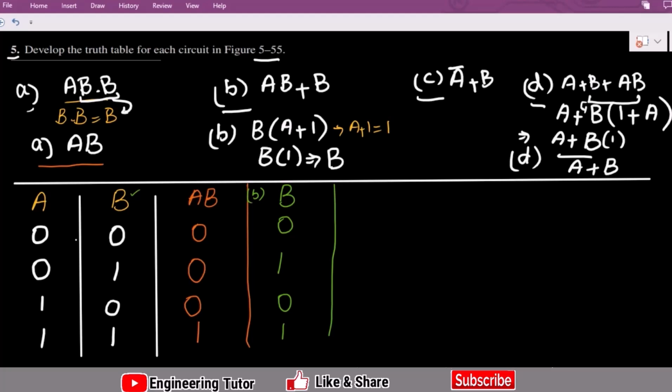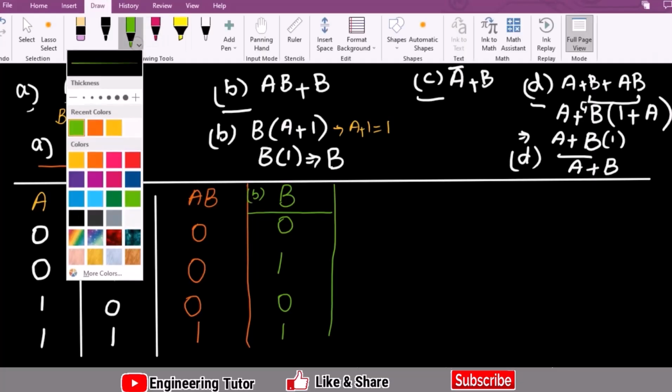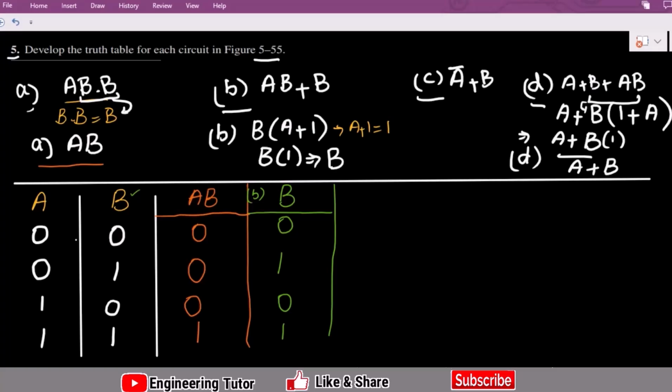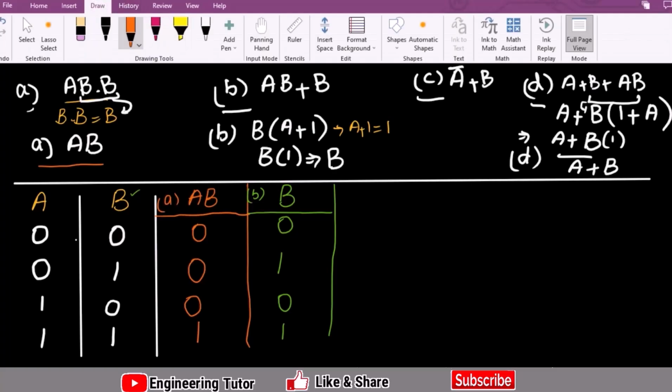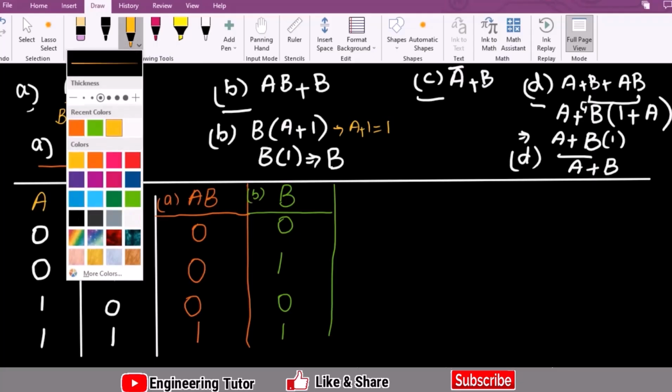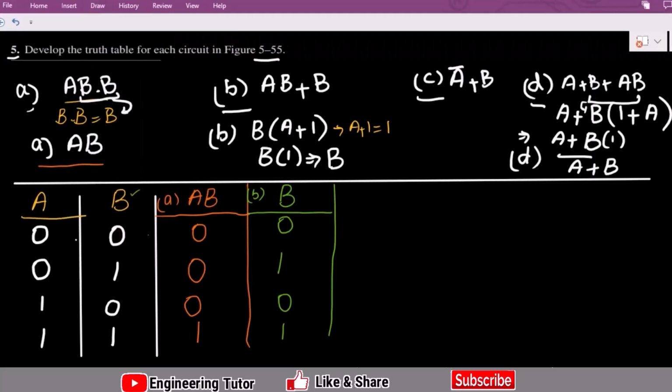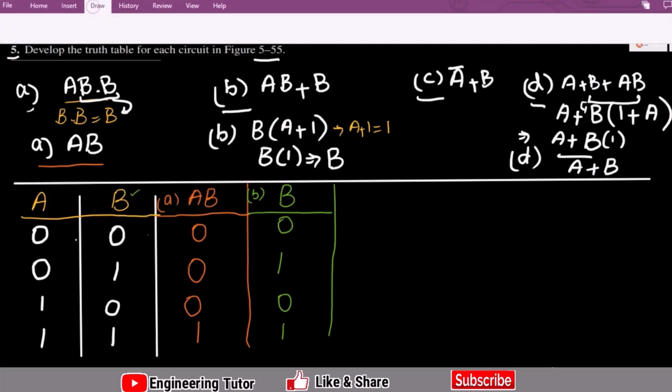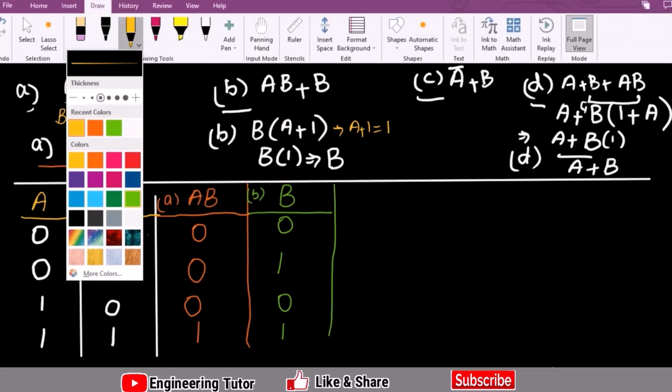Let me separate out by using these. For B here, let me use this one. This was for part A, and for these two I have used this one. So these are basically the values, while the outputs are here. For part C here, let me use another color. Let me use this bright blue for it.